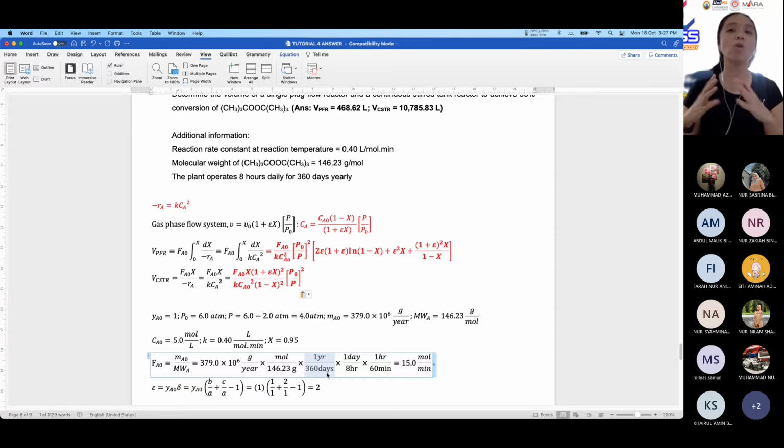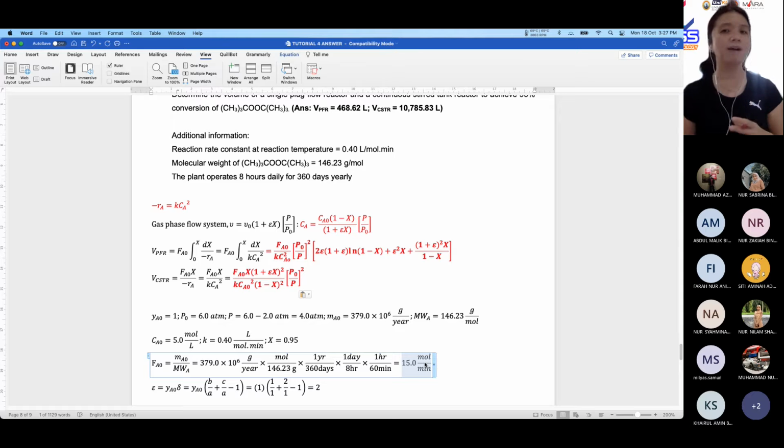Okay, then next. Although 1 day has 24 hours, but this plant only operates 8 hours. So kamu kena convert pula daripada year to day, day to hour. So conversion time tu kamu tak boleh guna standard conversion time yang kamu pernah belajar yang says 1 year 365, 1 day 24 hours. Not necessary sebab operating condition ni bergantung kepada your plant. Okay, so then from hour you change to minute. Yang tu yang betul lah. 1 hour mesti 60 minit lah kan. Okay, so you change. Eventually you get your FA naught as 15 mole per minute.